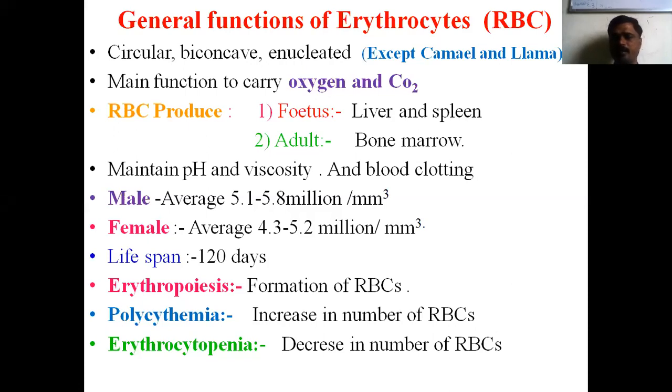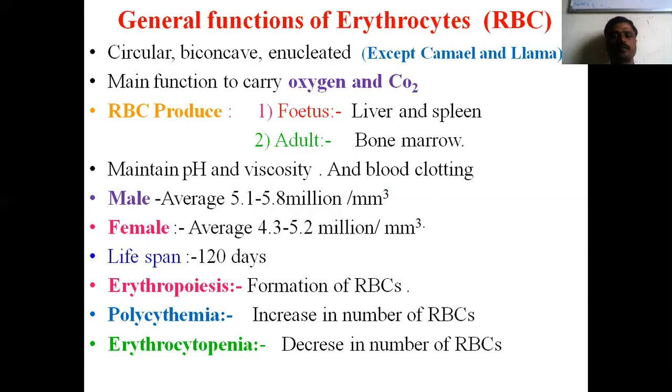In male and female cases, you can see the different average number of RBCs. Lifespan is about 120 days. Erythropoiesis, these are the three questions important for objective type. What is erythropoiesis? What is polycythemia? And what is erythrocytopenia? Number increasing, formation decreasing. All these things are related with the RBC.